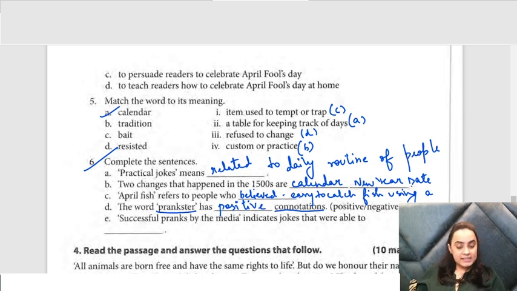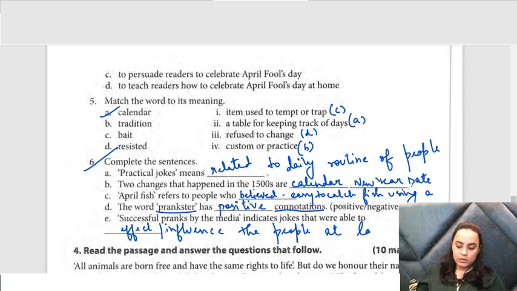Now, the last sentence is: successful pranks by media indicates jokes that were able to. What do we mean by the successful pranks by the media? Those jokes that were able to affect or influence the people at large. Since we are talking about media, media always has a bigger impact on the people. So those jokes which affected a huge group of people were the successful pranks by media.